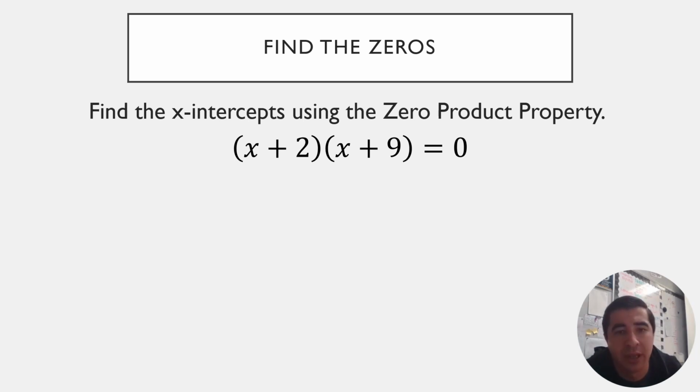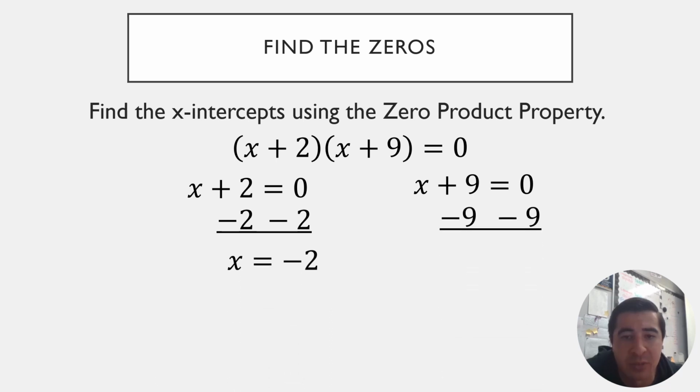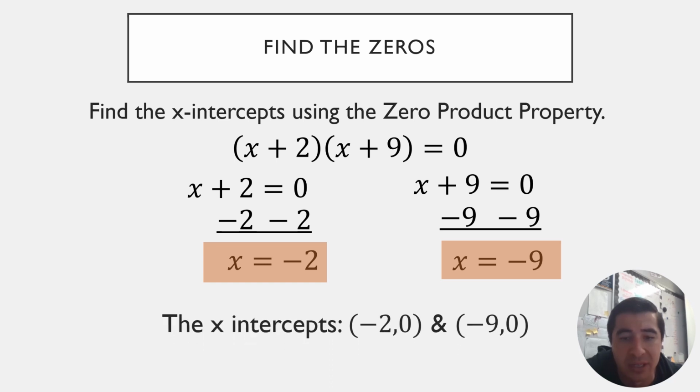Okay, so again, I should have put x plus 2 equal to 0, but also x plus 9 equal to 0. I would solve for both, and I know that I'm just taking the opposite of what it is. So I would subtract 2 from both sides of the left equation and get x is equal to negative 2. And I subtract 9 from both sides of the right equation, in which case I get x is equal to negative 9. If I was to write this as coordinate points, I should have written negative 2, comma 0, and negative 9, comma 0. Those would be my two x-intercepts.